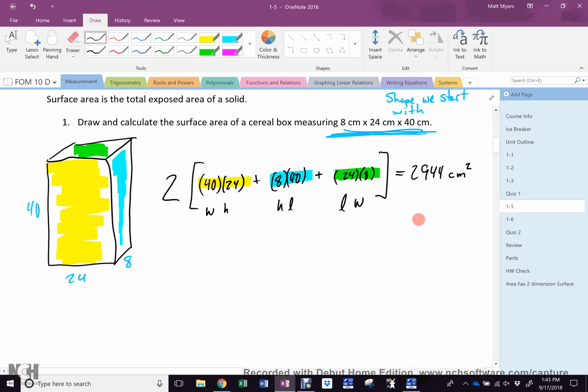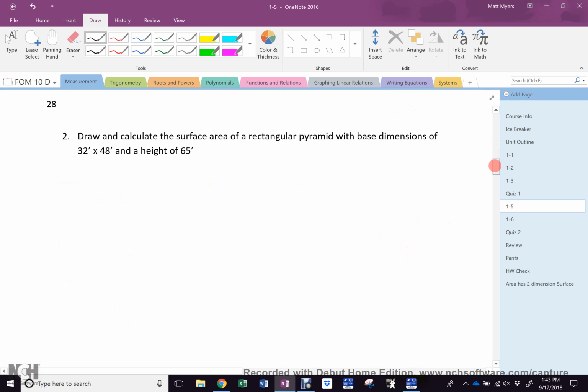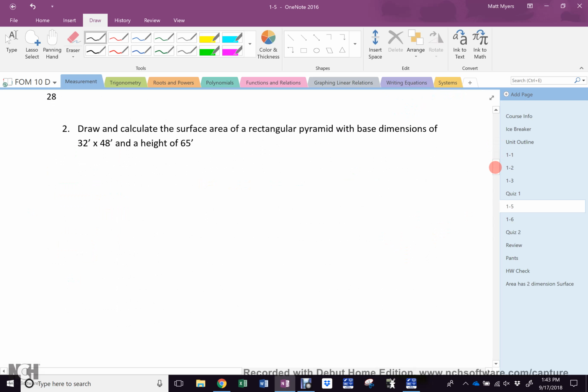Is everybody cool? All right, now, turn the page over. There's a mistake here. This is the question that came from the pre-diploma book, not yours. So, we're going to change this slightly. It is no longer a rectangular pyramid, it is square. Everybody cool? And it is no longer 48 because it's a square, so it's just 32 on the bottom. And the height is 65.